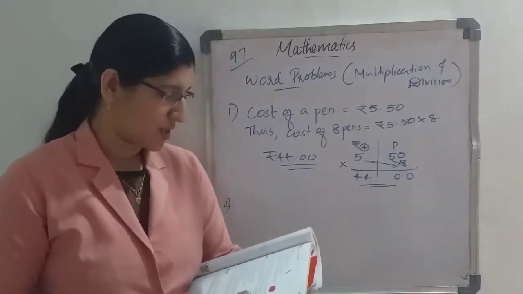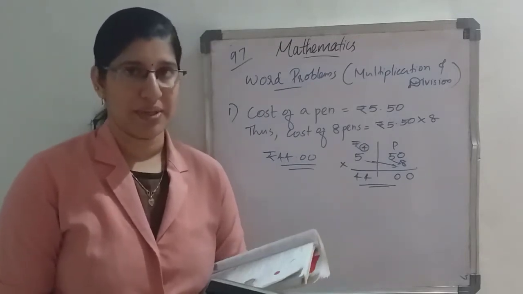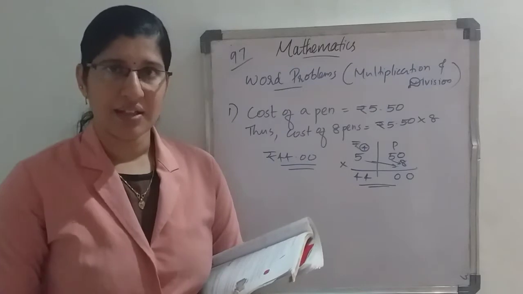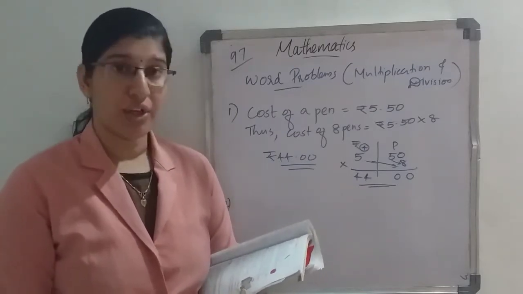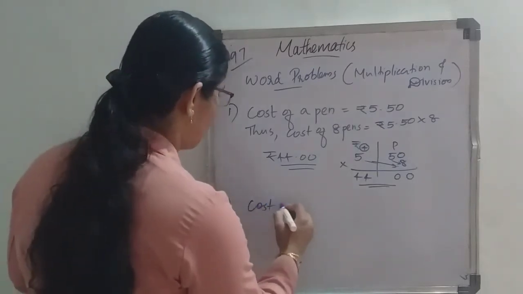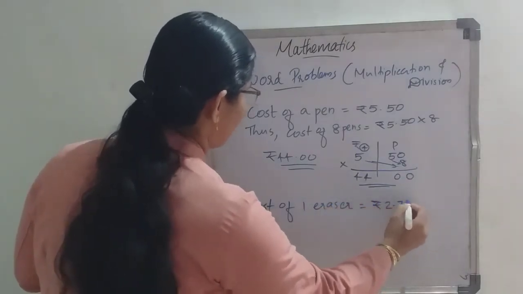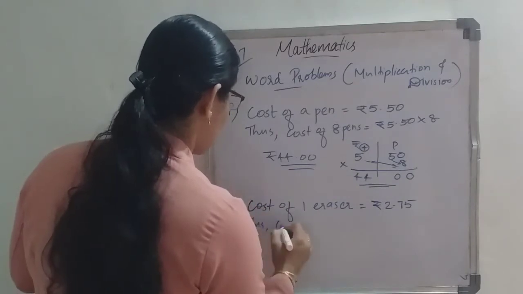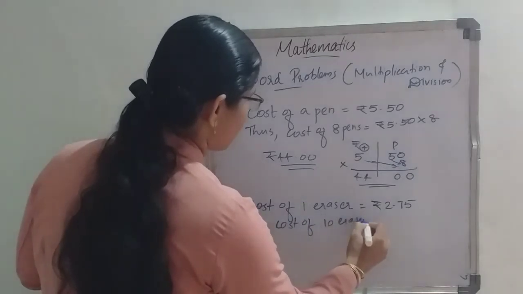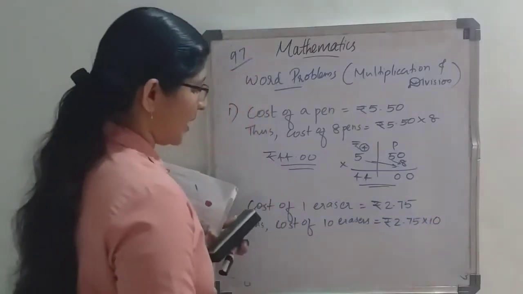Okay. Then look at the next question. Find the cost of 10 erasers if one eraser costs 2 rupees 75 paise. So you already know what an eraser is, that is a rubber. We already know how to multiply easily with 10. So the cost of one eraser is 2 rupees 75 paise. Thus, the cost of 10 erasers is 2 rupees 75 paise into 10.